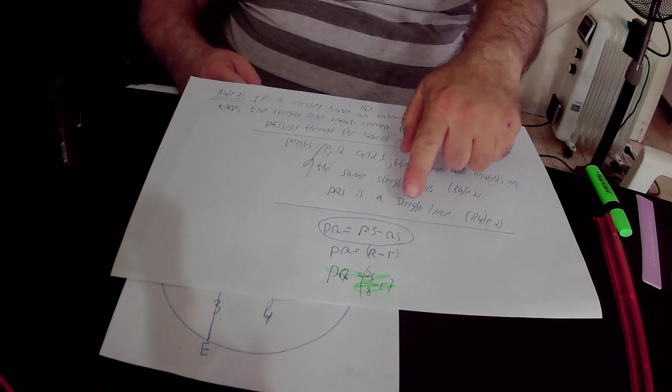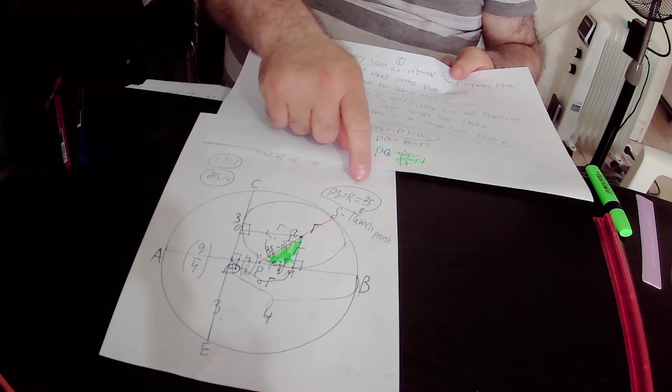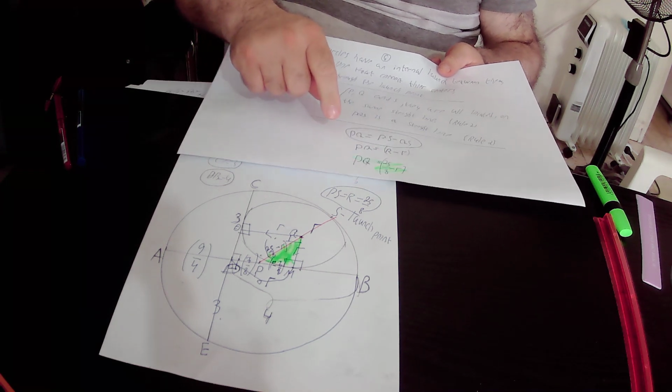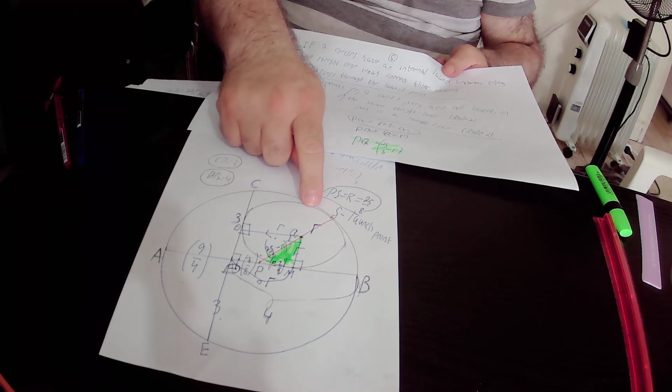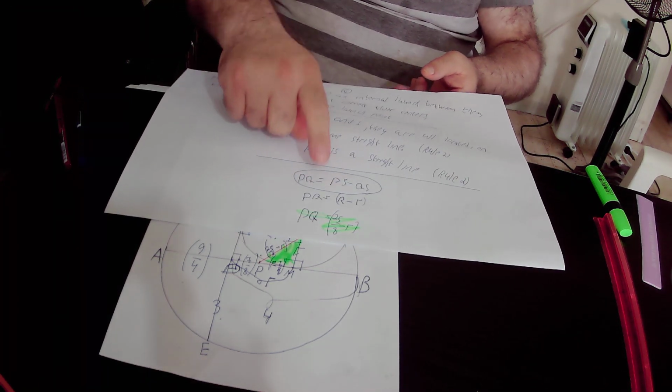PQ equals PS minus QS. We have already found out that PS equals capital R here, and QS equals small r. So in conclusion, we found out that PQ equals capital R minus small r.